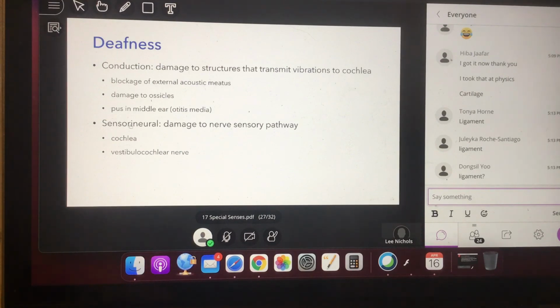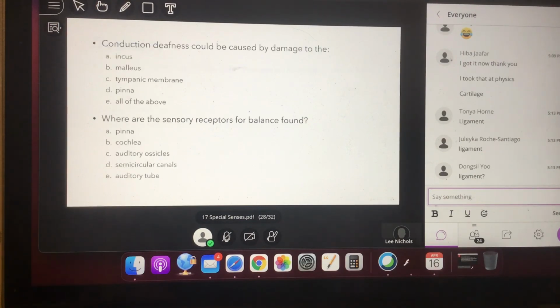Now, once we get in the cochlea, it's mostly neural. So the nerve sensory pathway, the damage to the cochlea itself, damage to cranial nerve number 8, the vestibulocochlear nerve. We sometimes call this nerve deafness or nerve damage, but the official medical term for it is sensory neural damage. So conduction deafness could be caused by damage to the incus, malleus, tympanic membrane.